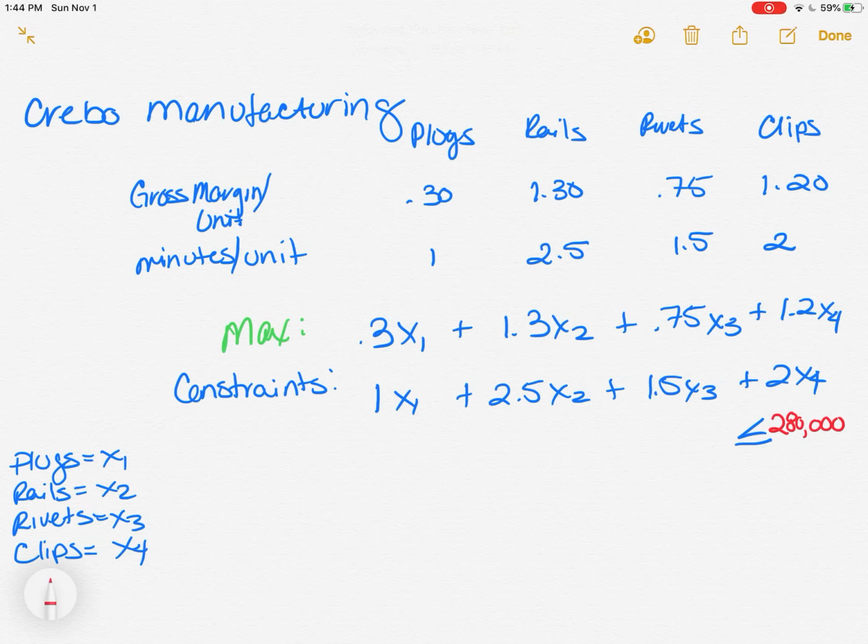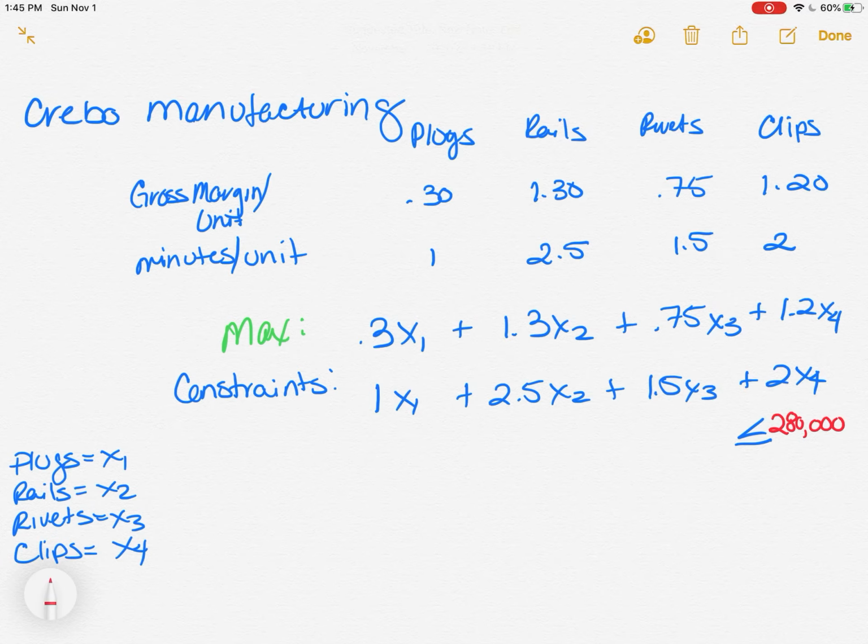If you look over here to the bottom left, the plugs I've called X1, the rails are X2, the rivets are X3, and the clips are X4. So I've taken the table and just rewritten the table. And this problem goes on to tell you that these structural fittings are machined on 2 CNC machining centers.